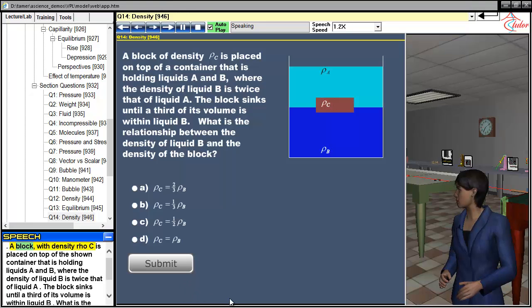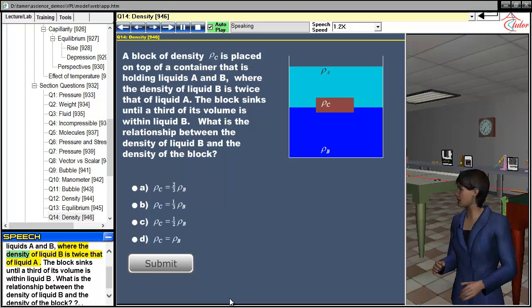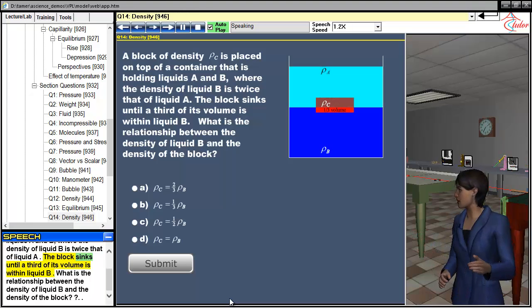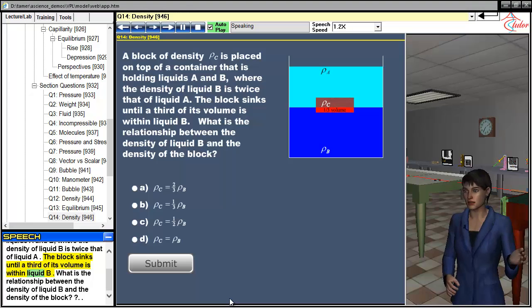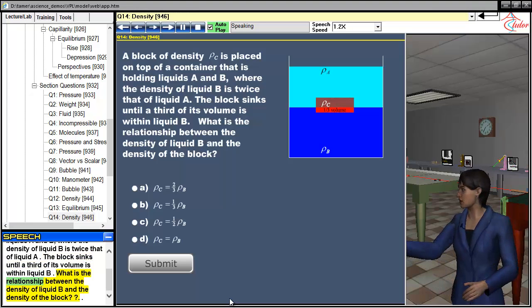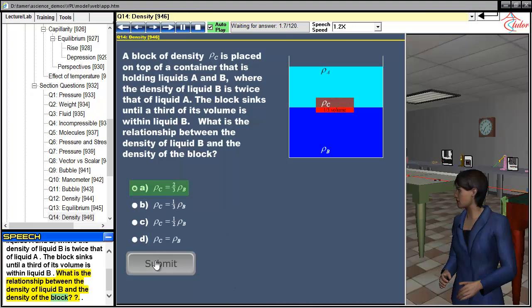A block with density ρc is placed on top of the shown container that is holding liquids A and B, where the density of liquid B is twice that of liquid A. The block sinks until a third of its volume is within liquid B. What is the relationship between the density of liquid B and the density of the block? Right answer.